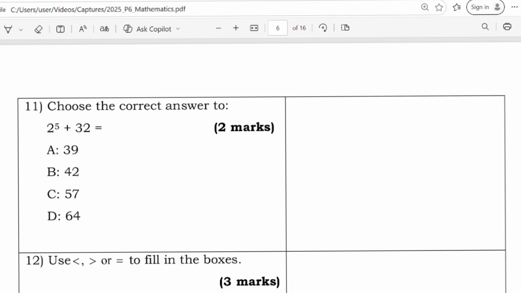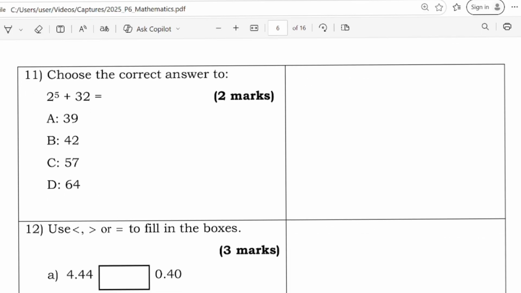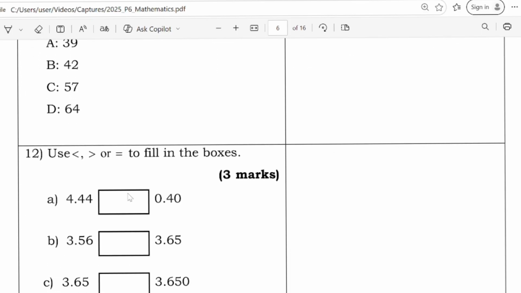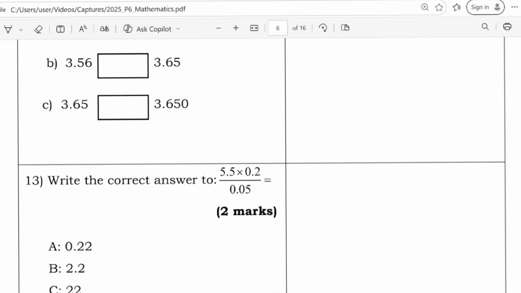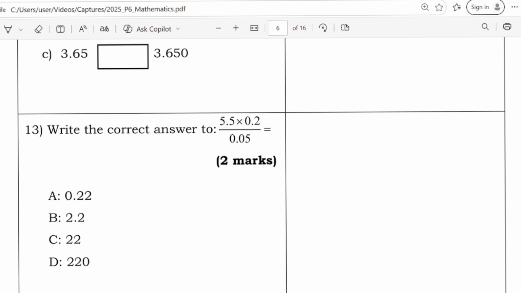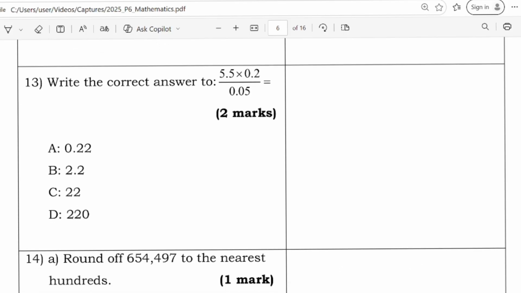Number 11, to choose the correct answer. You should choose the correct answer from 2 power 6, 10 power 32. And then number 12 is to compare by using greater than, less than, or equal. Number 13 is to find the correct answer from this question. If you remember, the best way is to first remove these decimals and then multiply and divide so you can get the real answer.